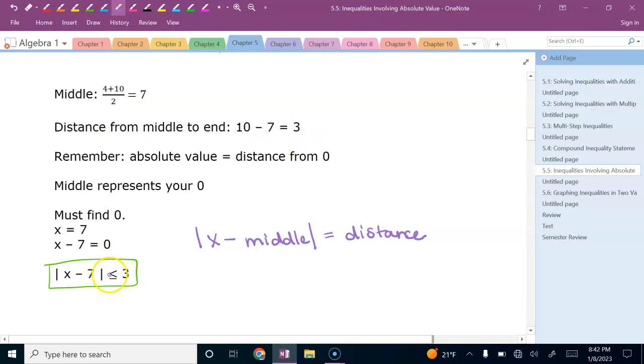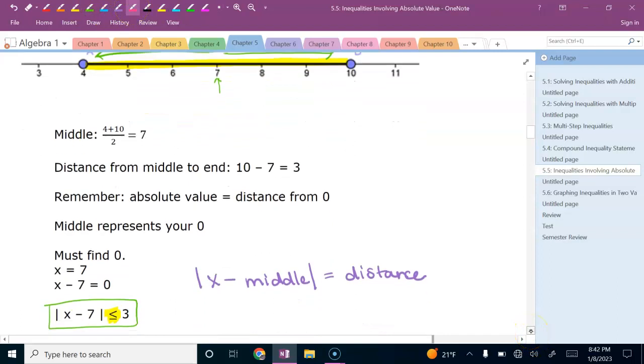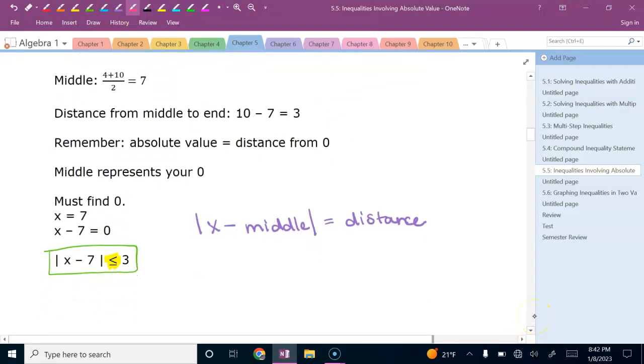Now, how did they get this symbol here? How did they know that it was less than or equal to? If you look at the graph up here, it's shading in the middle. It's overlapping. So when they share, that's an AND graph. And in a couple sections ago, section 4, we talked a lot about how less than means and, okay? And then we said that greater than means or.